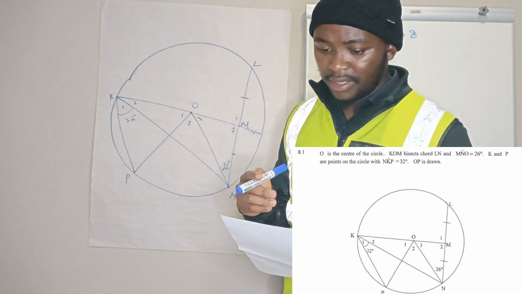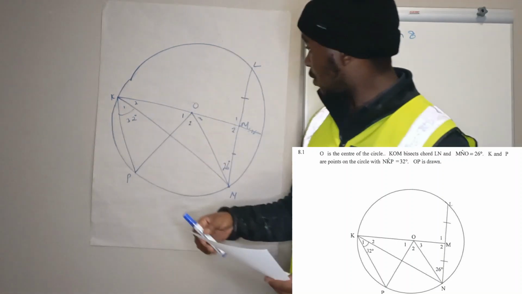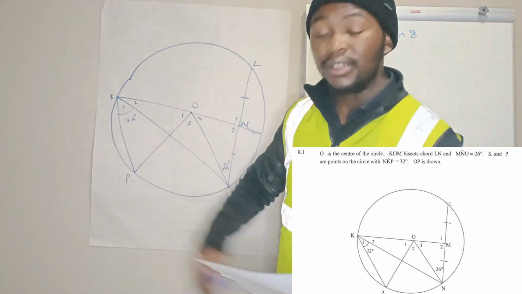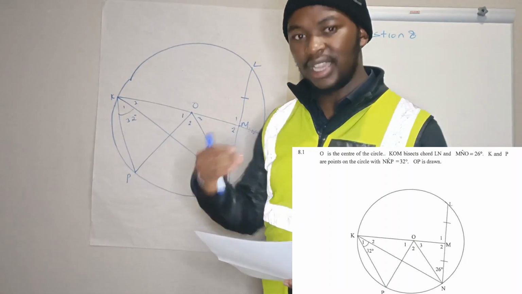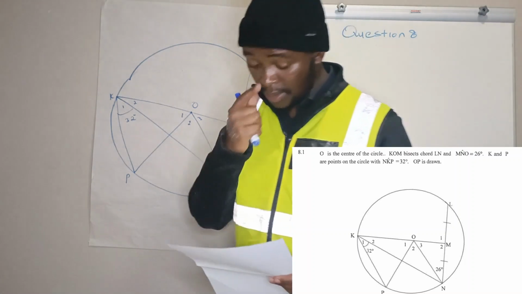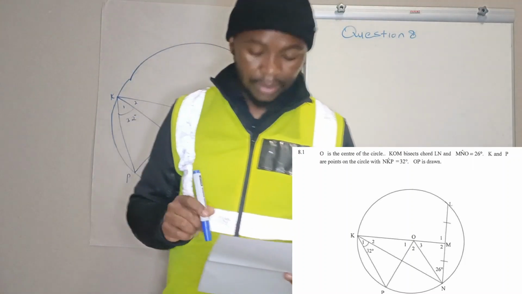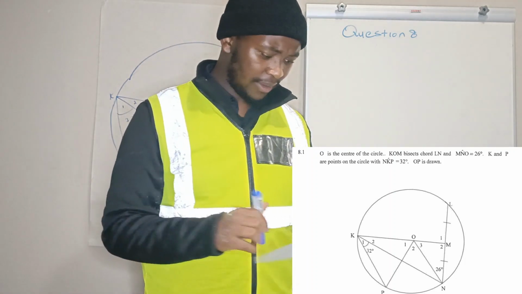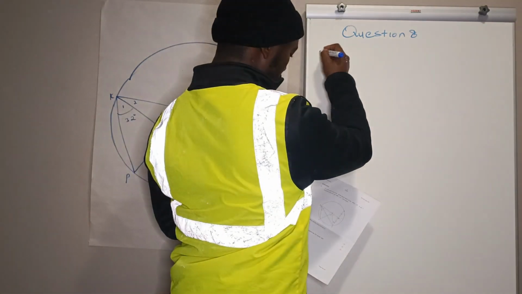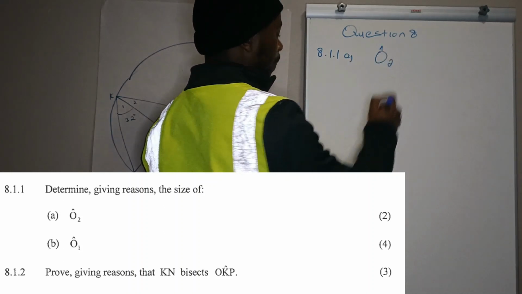And then they are also mentioning angle NKP. So where is NKP? NKP. So the angle is that one. For more information on how to find angles using that method they stated here, please look at the previous circle geometry videos. All right, so there's also OP that is drawn, OP. Cool, let's go to the first question. The first question is asking us to calculate the value of O2. The question is 8.1.1a, calculate O2. Cool.